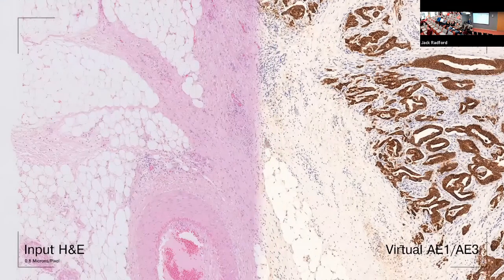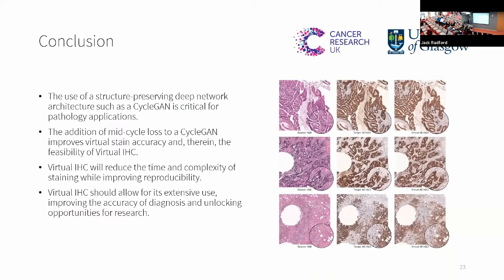So, in conclusion, the use of a structure-preserving deep network is key for these cell translation tasks on pathology images. And if you add that mid-cycle loss to a CycleGAN, then you can improve the accuracy and allow stain translation to take place.